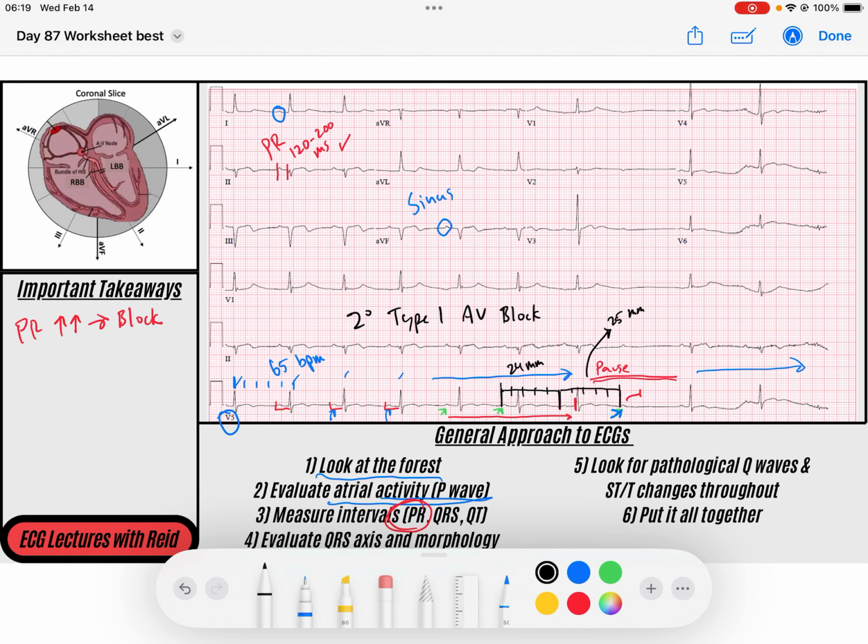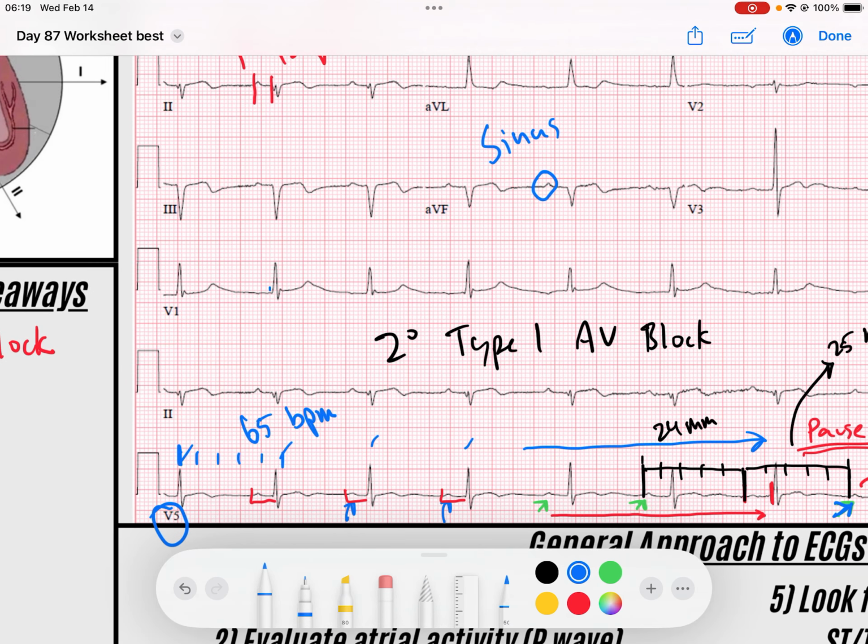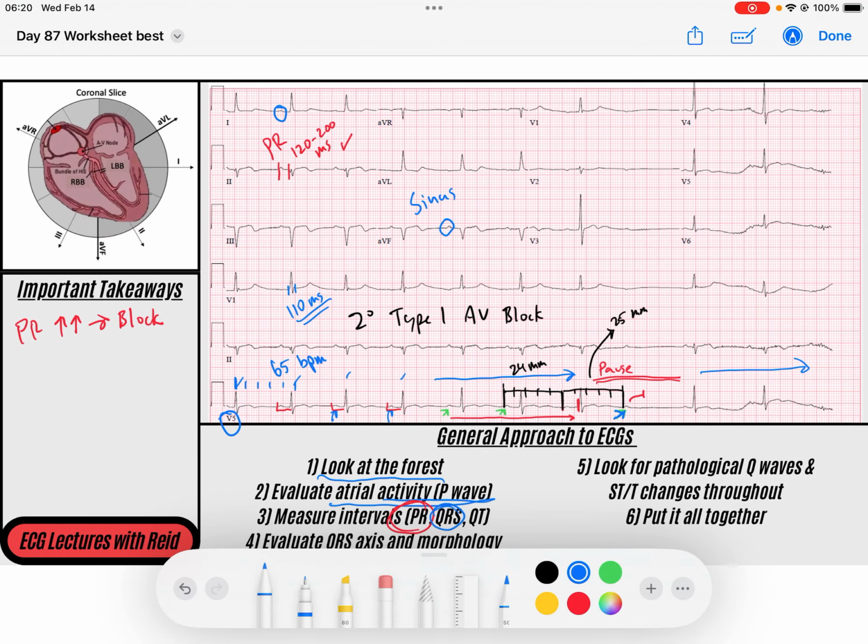And so evaluate our QRS complex. Our QRSs appear to be narrow. If I measure them, they are around maybe 110 milliseconds, which is normal limits. I like to say 120 and less. Some people call it 100, that's okay.